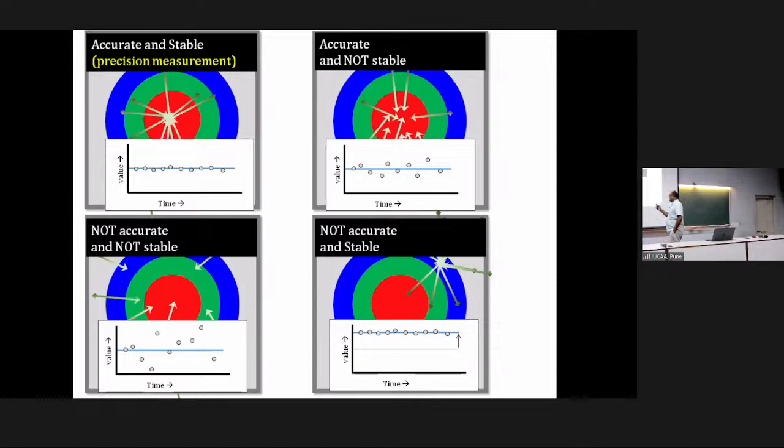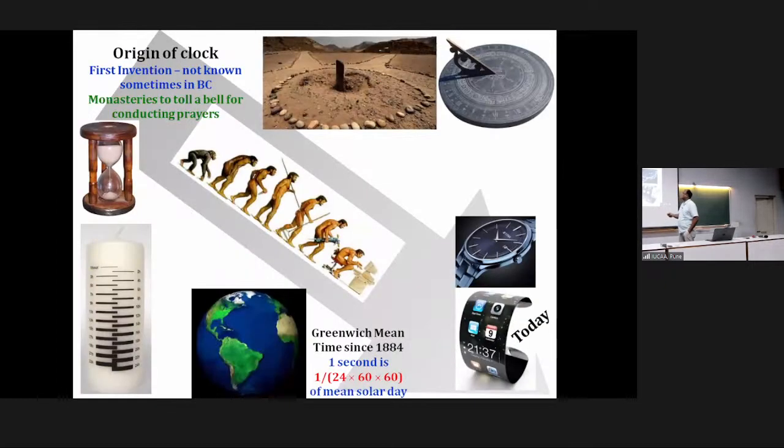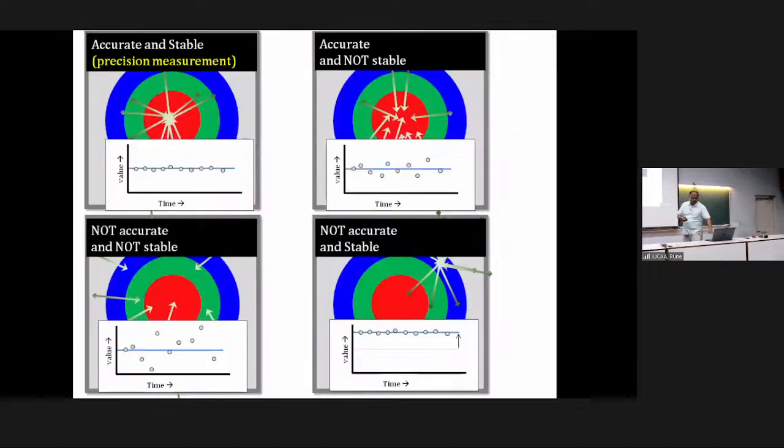So obviously, this measurement is accurate and stable. This measurement is, of course, inaccurate. And this measurement is neither accurate nor stable. And this measurement is not accurate but stable.